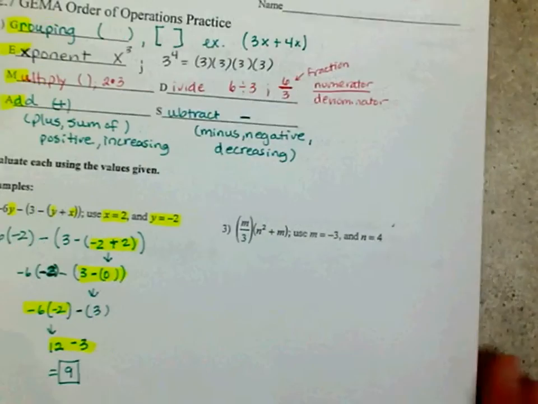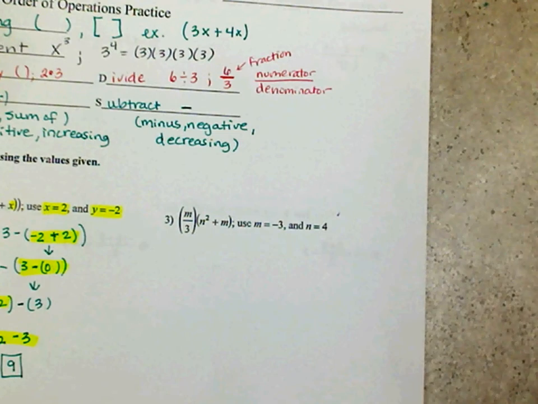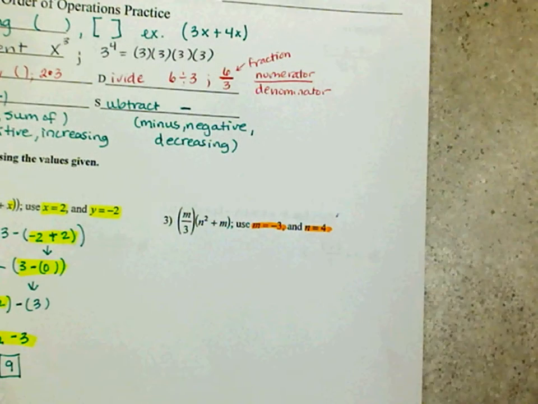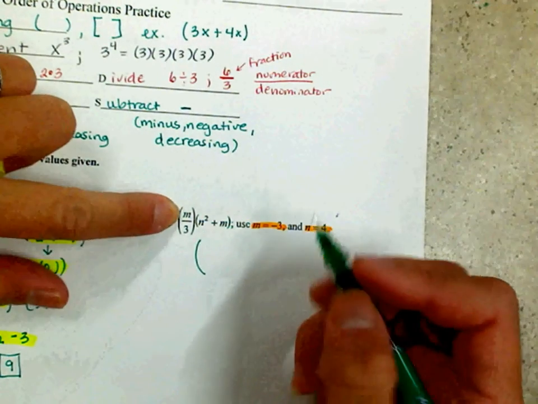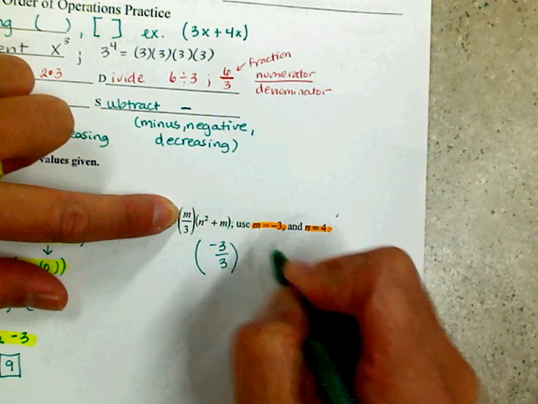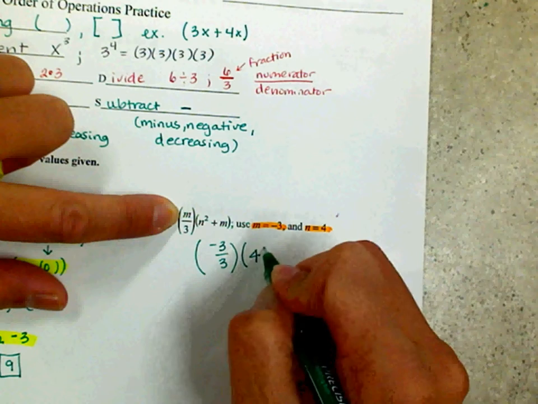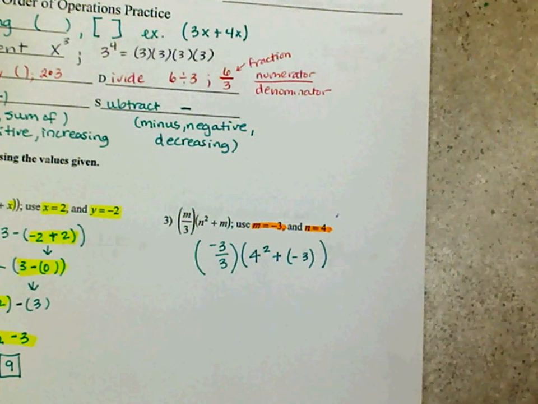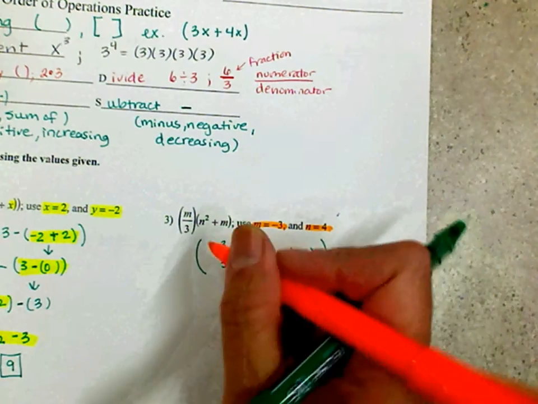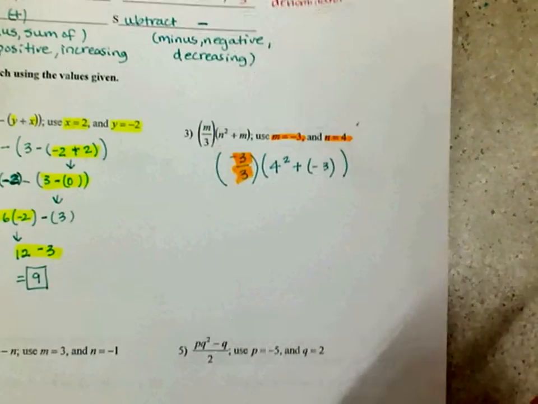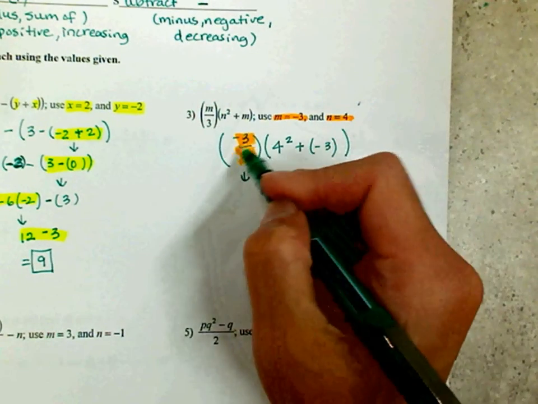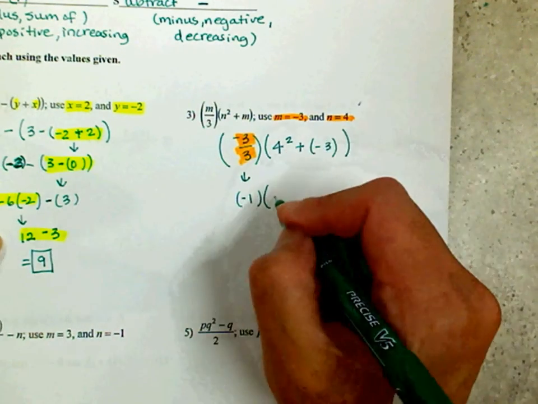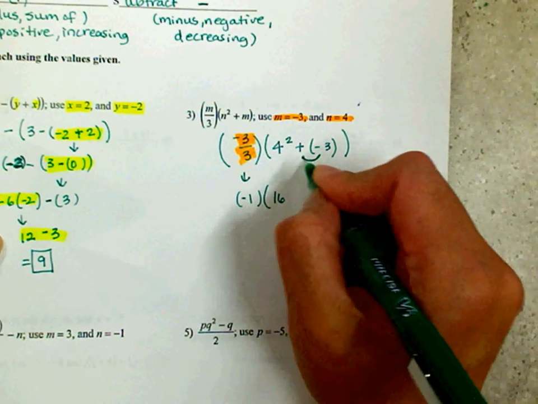All right, let's look at example 3. Where you see an M, you're going to plug in negative 3. Where you see an N, you're going to plug in a 4. So, parentheses, M, negative 3 divided by 3, parentheses, N squared. So, 4 squared plus M, negative 3. Okay? Work inside the parentheses first. So, you got this to do. Sorry, negative 3 divided by 3 is negative 1. 4 squared is 16. Whenever you have these two together, you just write it as minus. Okay?